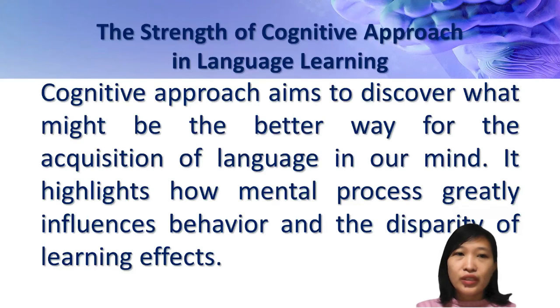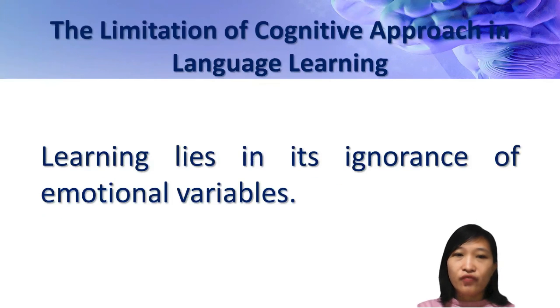Now we go to the strength of the cognitive approach in language learning. The cognitive approach aims to discover what might be the better way for the acquisition of language in our minds. It highlights how mental processes greatly influence behavior and the disparity of learning effects. If we have the strength of cognitive learning, we also have the limitations of the cognitive approach. So, the first limitation of the cognitive approach in language learning lies in its ignorance of emotional variables.